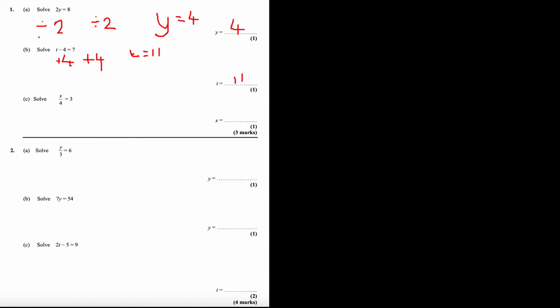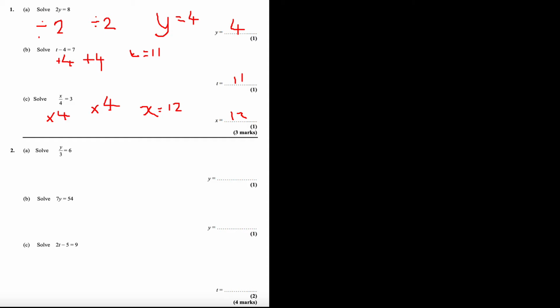Part C, solve x over 4 equals 3. Well, that fraction means divide by 4. So the opposite of divide by 4 is to times by 4 on both sides. I get that x equals 3 times 4, which is 12. So x equals 12 for this one, guys. Hopefully that makes sense so far.